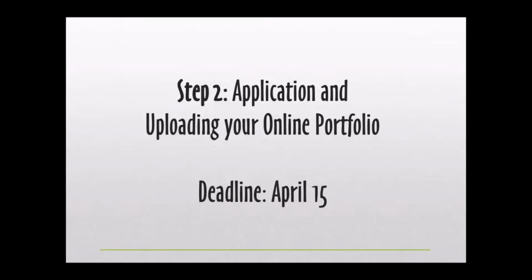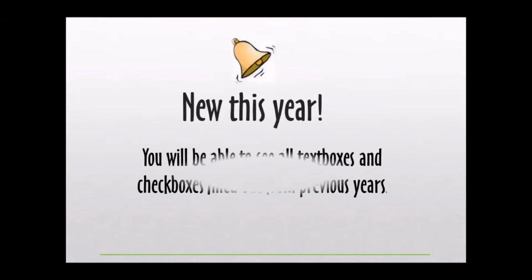Step 2. Completing the application. We are encouraging you to update your application after each ECO event or initiative to ensure its completion by April 15th, which is the application deadline. Have students work on the application to minimize the workload. A new feature this year is that all text boxes and checkboxes from the self-assessment will be brought forward from the previous year. You must update and review to ensure the information stays relevant.